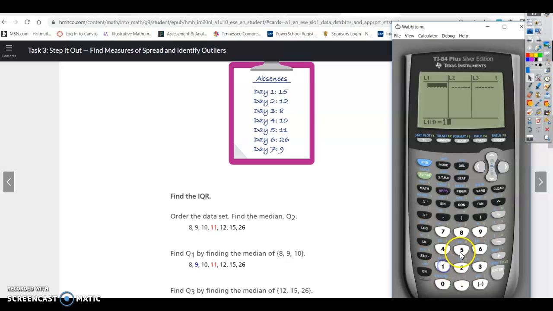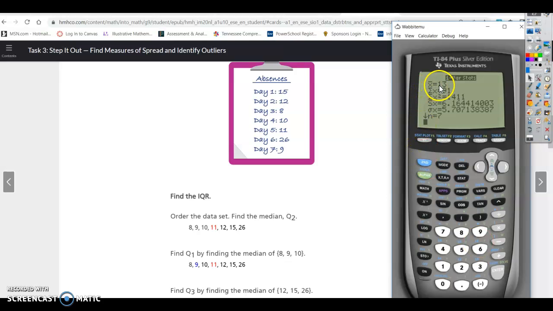We're going to put in 15, enter, 12, enter. You have to enter after each data entry so that it moves down. I've entered these numbers in my table. I'm putting them all in L1. Then I'm going to go stat, calculate, 1-Var Stats.